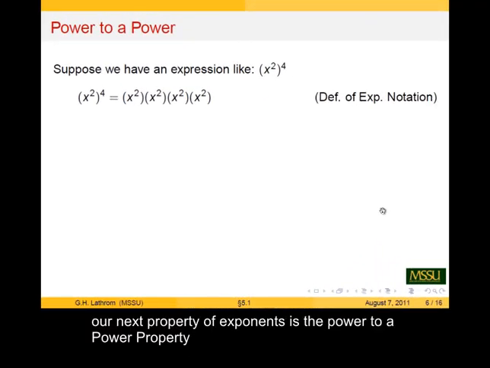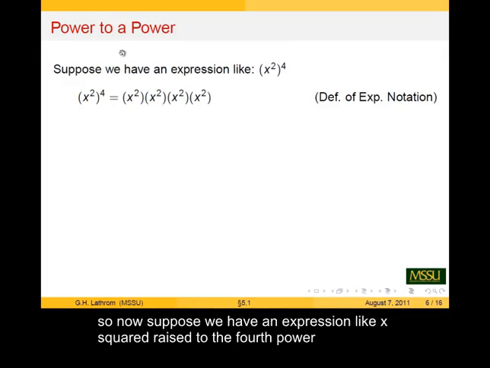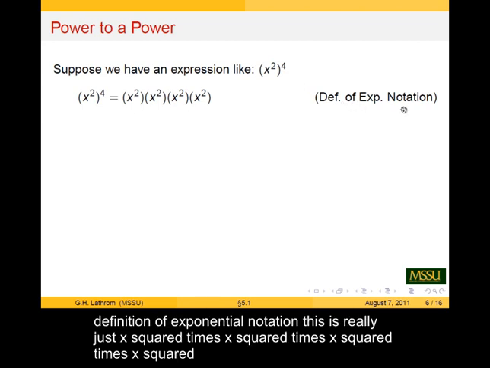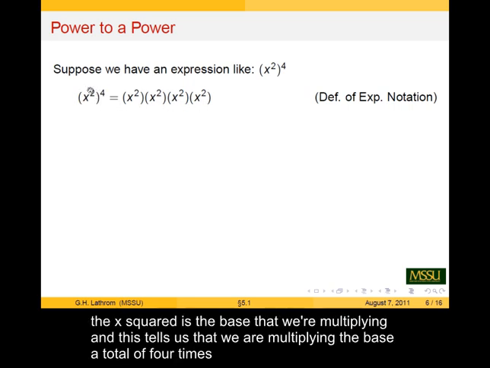Our next property of exponents is the power to a power property. So now suppose that we have an expression like x squared raised to the fourth power. Again, not having a formula yet, we're trying to motivate what the formula actually says. We have x squared raised to the fourth power. By the definition of exponential notation, this is really just x squared times x squared times x squared times x squared. The x squared is the base that we're multiplying, and this tells us that we're multiplying the base a total of 4 times.